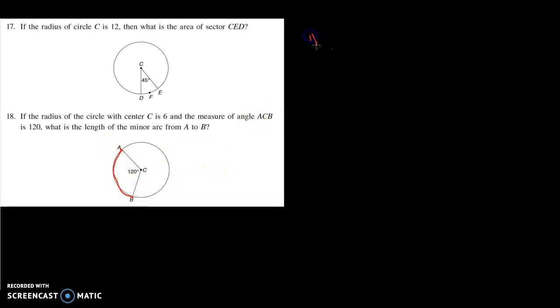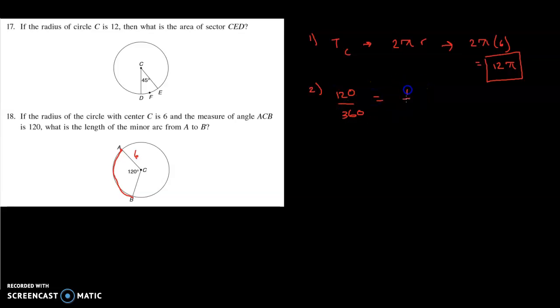Well, step 1, what's the total circumference? If the radius is 6, the formula for the total circumference is 2 pi r, which in this case is 2 pi times 6, which would be equal to 12 pi. Okay, so that's step 1. Find the total. Step 2, what's our fraction? Well, in this case, our fraction is 120 out of a total of 360 degrees. We simplify that, that's 1/3.